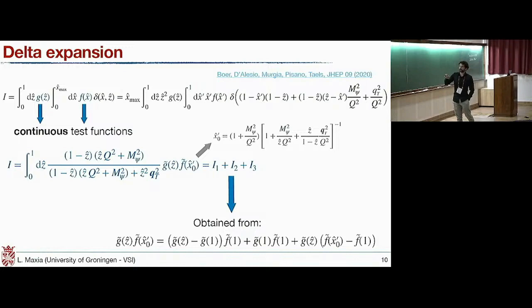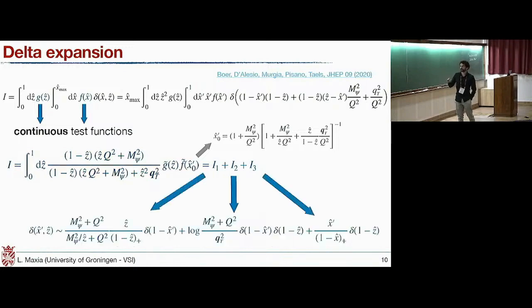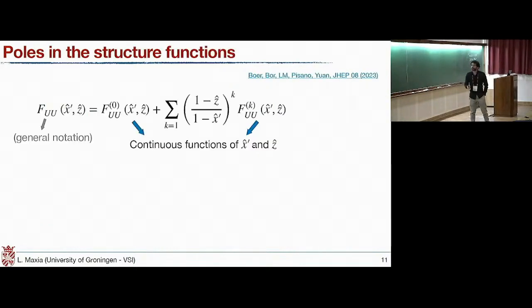If you evaluate the integral for these three terms, at the end you will end up with the three different contributions of the delta at small QT. But again, I repeat myself, the key point here is that you have continuous test functions. So the question now is: are the structure functions really continuous for all the kinematic region? In principle, I can do this kind of operation. This is a general notation for the structure function, so it can be either F_UT, F_UL, cos phi, cos 2 phi. It's general.